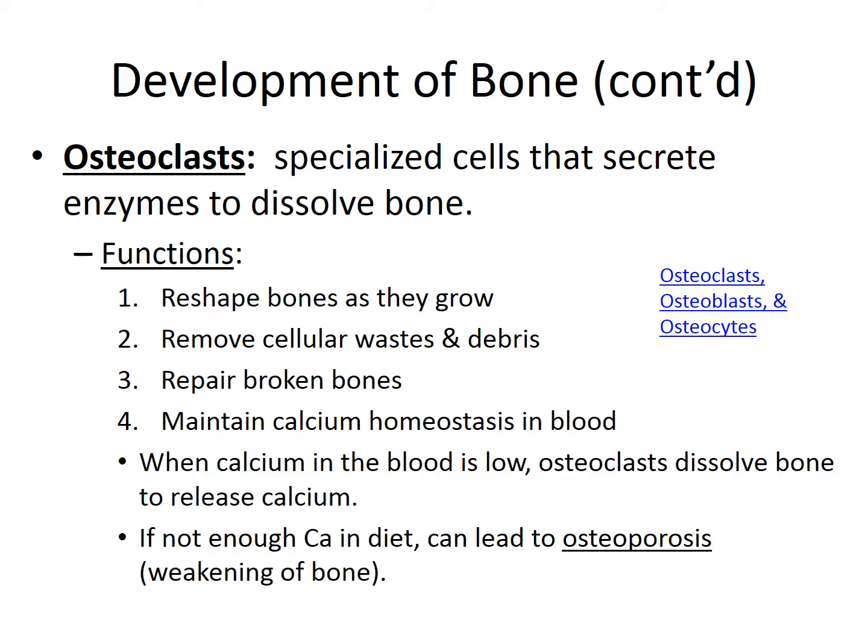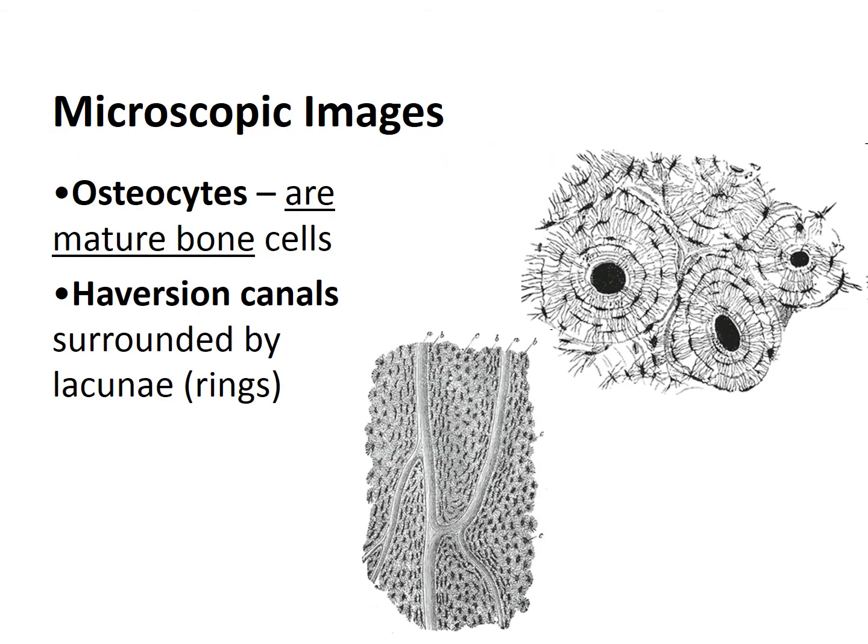If you don't have enough calcium in your diet, it can lead to osteoporosis, just like I talked about, which is a weakening of the bone. Basically, osteo relates to the bone, and porosis means you've got porous bones. You don't want that.